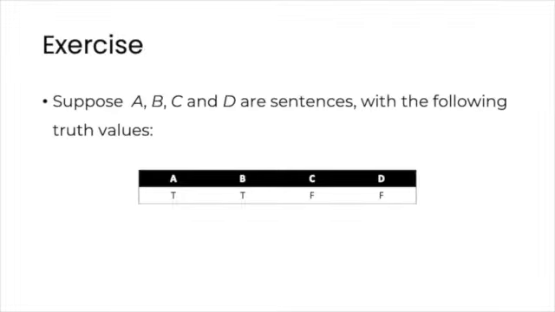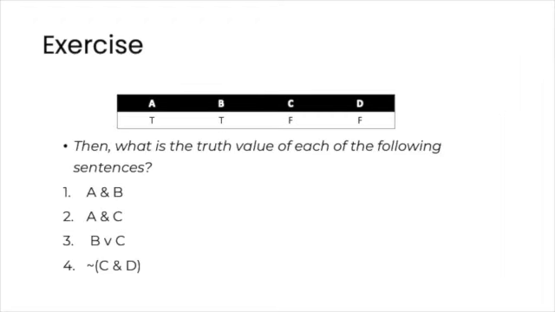Suppose A, B, C, and D are sentences with the following values. A and B are true, whereas C and D are false. Then, what is the truth value of each of the following sentences? Let's begin with A ampersand B. It is a conjunction whose conjuncts are A and B. Is it true or false?